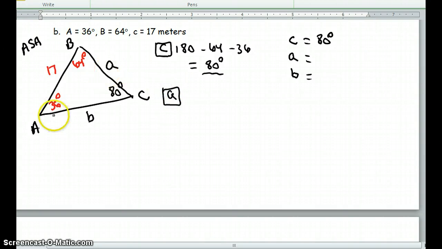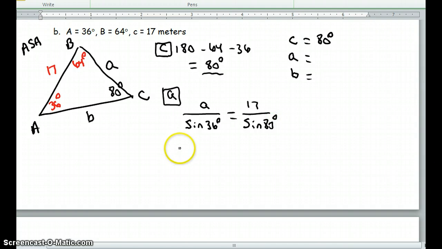I'm going to take A over the sine of 36, and that's going to equal 17 over sine of 80. Now, I'm not going to solve this. I'm just going to set out the equation in class. The next time we see you, I want you to have A equals solved for us.